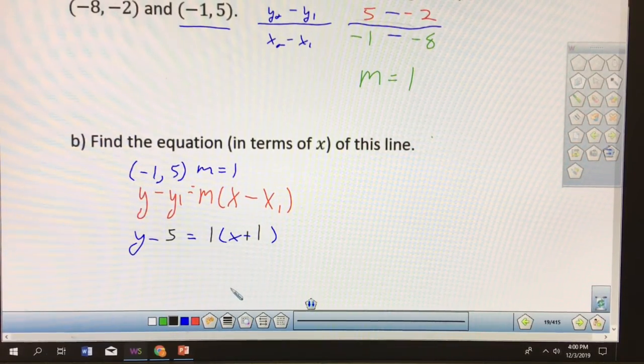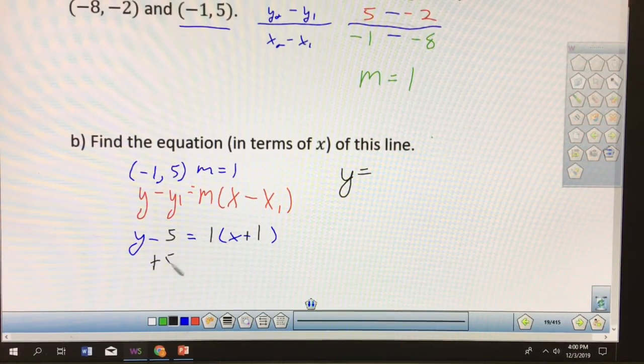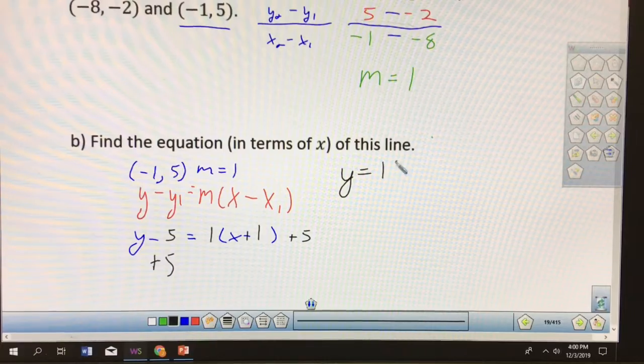And I think they'll let you stop there. In calculus, they usually let you stop there. If it's a type-in question that says y equals, then all you have to do is add the 5 to both sides. So it would be 1 parentheses x plus 1 plus 5.